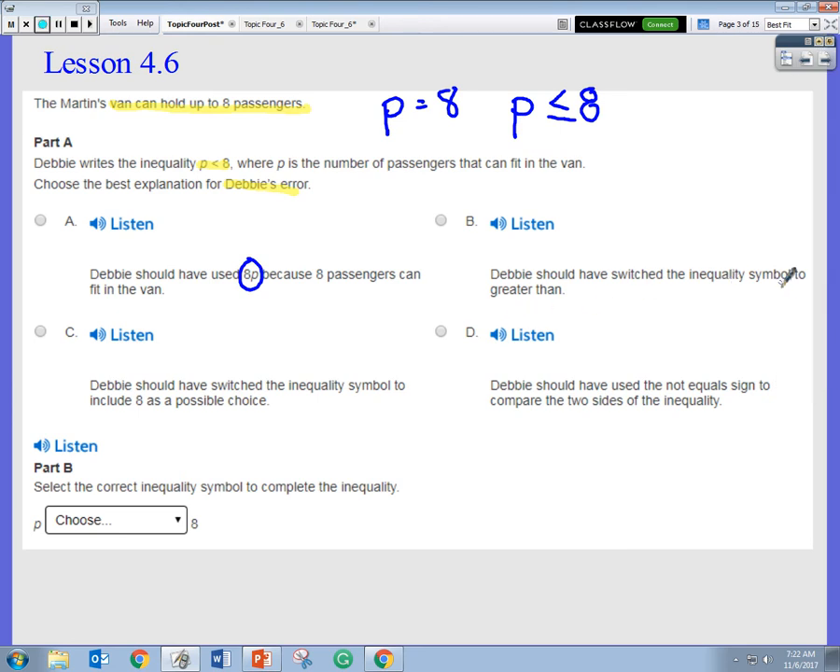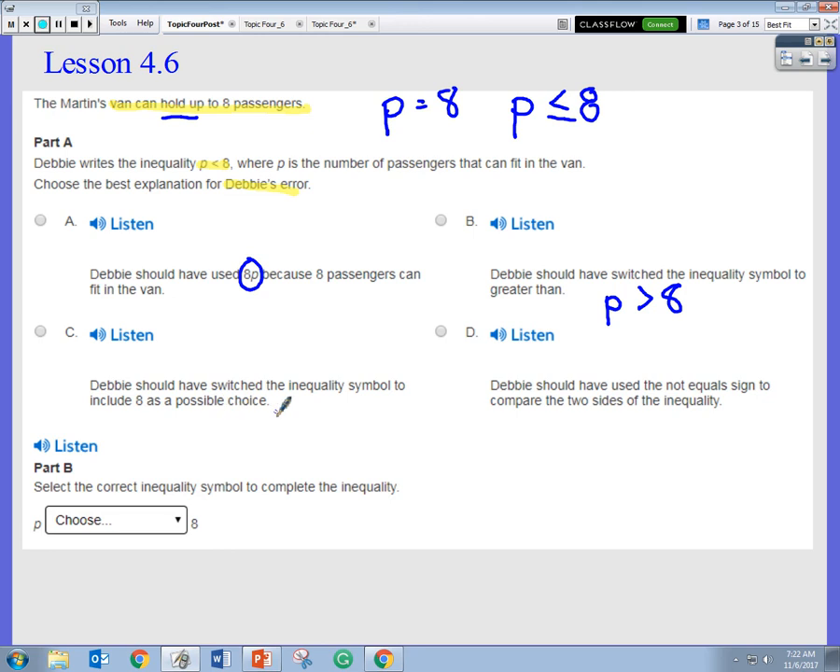Debbie should have switched the inequality symbol to greater than. That would have been looking something like this. The amount of people a van can hold is greater than 8, but it says here it can hold up to 8. That means it can't hold over it. Debbie should have switched the inequality symbol to include 8 as a possible answer choice.